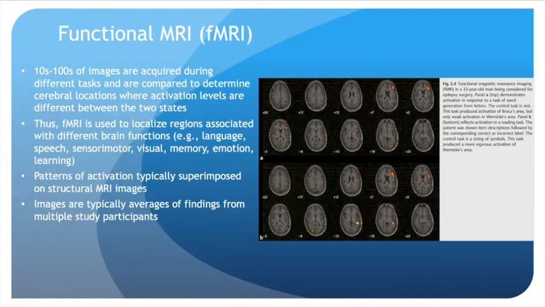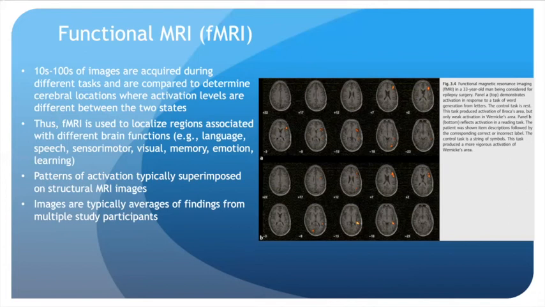With functional MRI, the subject alternates between a control or resting state and an experimental or active state task, for example, watching static crosshairs versus a flashing checkerboard. Tens to hundreds of images are acquired in both states and are compared to determine cerebral locations where activation levels are different between the two states. Thus, fMRI is used to localize regions associated with different brain functions.